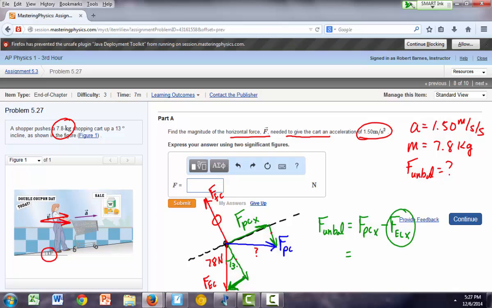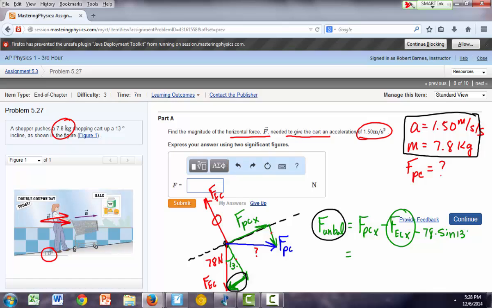The force of the earth on the cart in the x direction is going to be 78 times the sine of 13 degrees, based on that little right triangle down there. That'll give you this side right here, multiplying the magnitude of the hypotenuse times sine of 13. And the unbalanced force, I actually have enough information to find it, but I should have mentioned I'm not looking for the unbalanced force, I'm looking for the person's force on the cart. That's what we're trying to find.